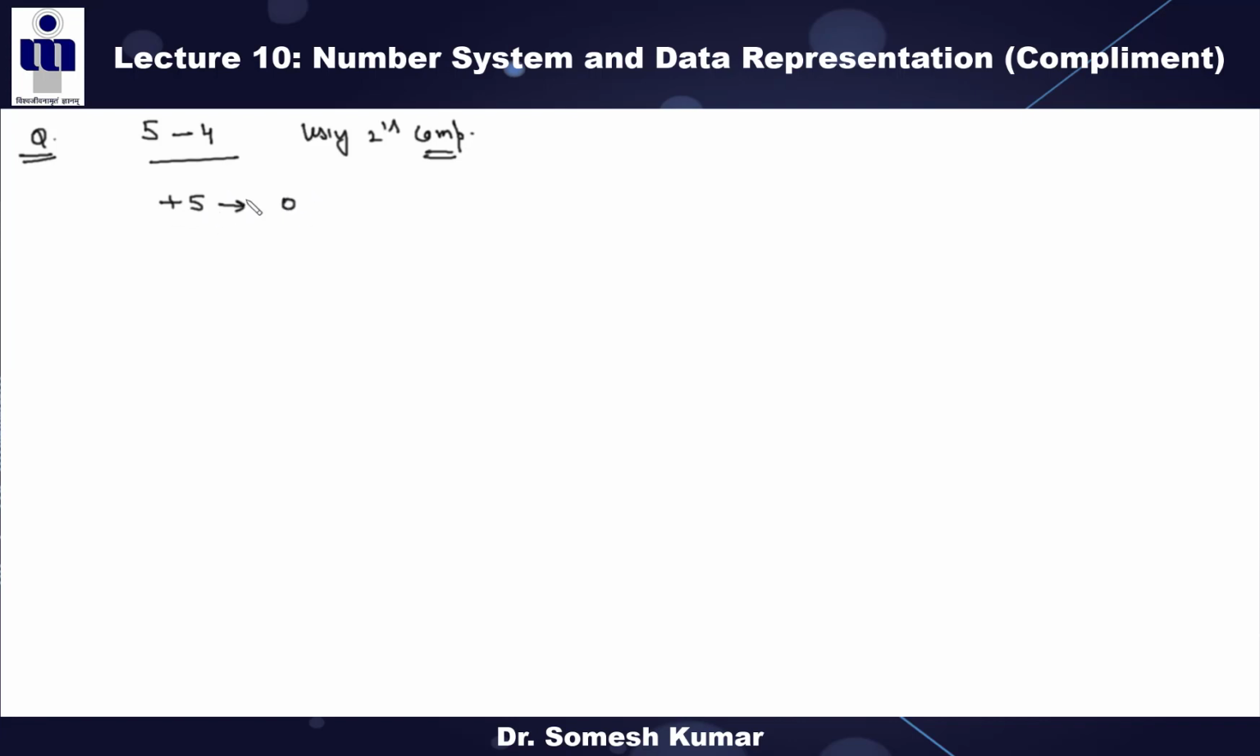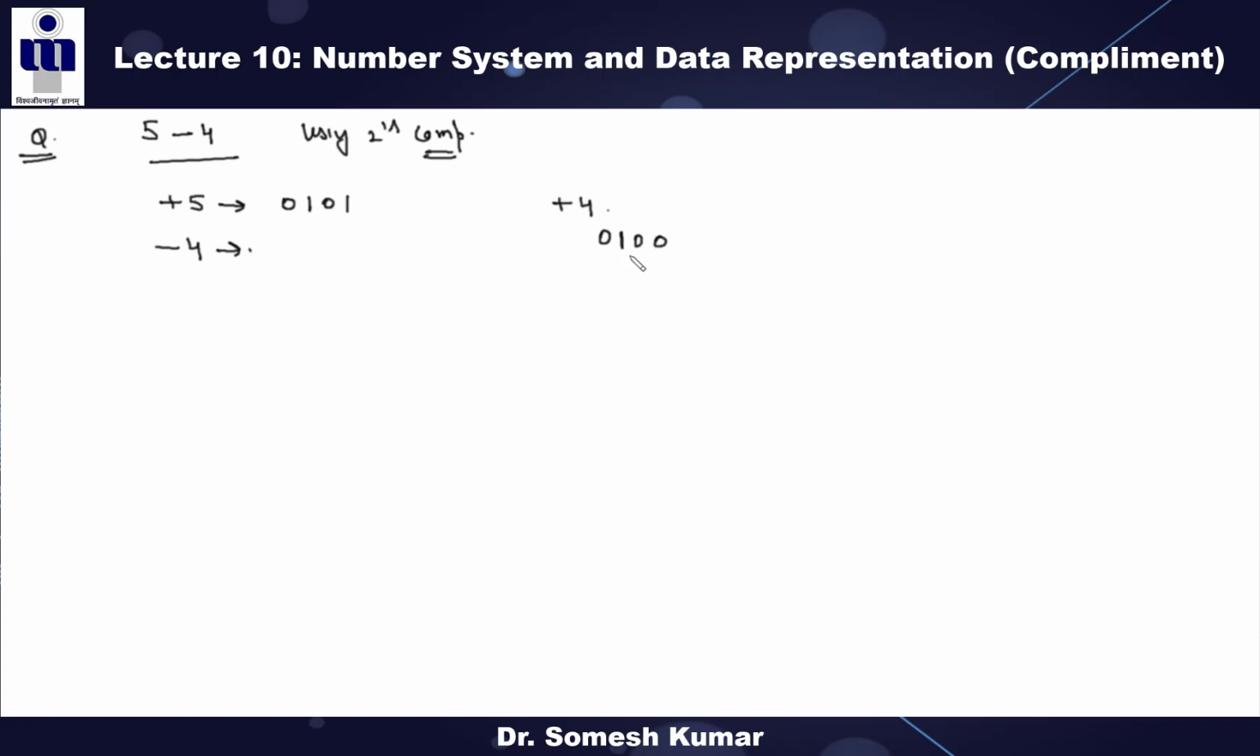Positive numbers are represented by the normal binary numbers with 0. So 0, this is plus 5. What is minus 4? First write the plus 4, then take the 2's complement. What is plus 4? 0, 1.